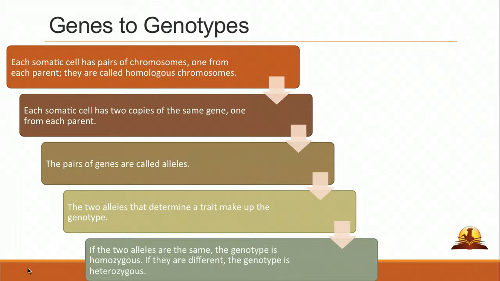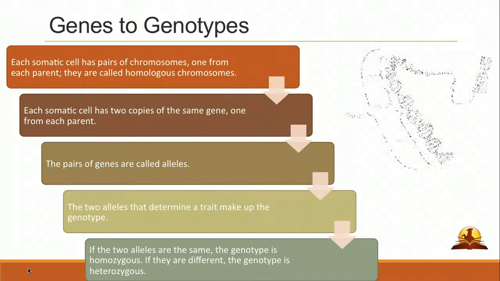If the 2 are the same, the genotype is considered homozygous. Homo, again, the prefix meaning the same. So if the 2 alleles are the same, like your mom has brown eyes, your dad has brown eyes, and you express brown eyes, then your genotype is homozygous. But if they are different, like if you get a brown and a blue allele, but you express brown, you have 2 different colors in your genes, that's called heterozygous. Hetero, the prefix meaning different.